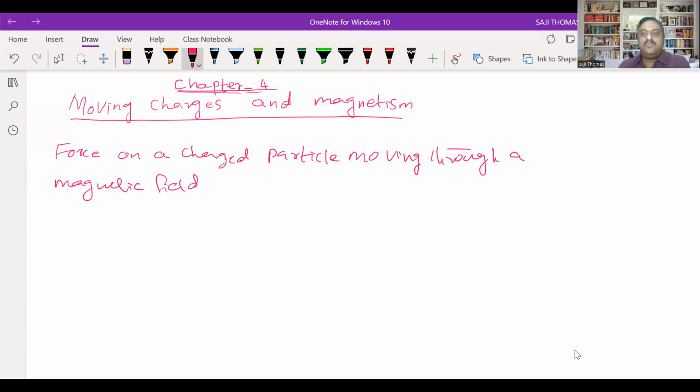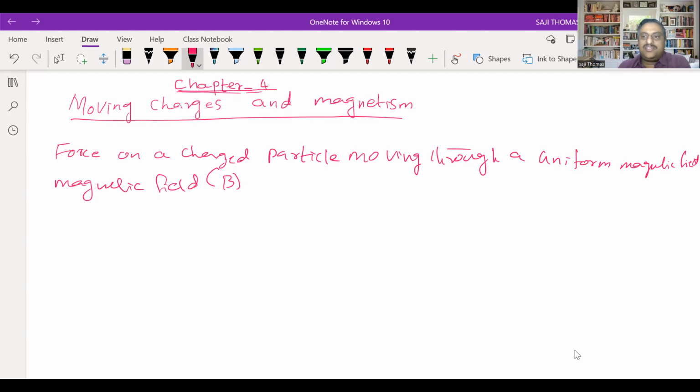Suppose a charge Q moves through a magnetic field of strength B. We represent magnetic field strength by the letter B. Suppose the charge moves with a velocity V through a uniform magnetic field. Since a moving charge has a magnetic field, it will interact with the external magnetic field. As a result, the charge experiences a force.